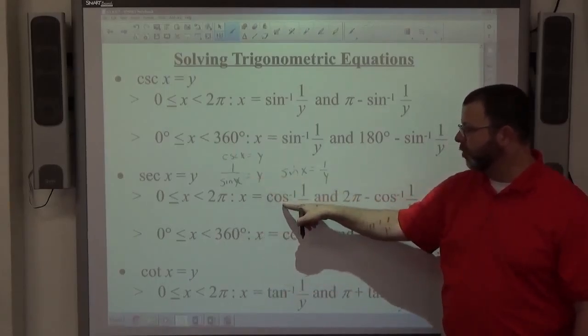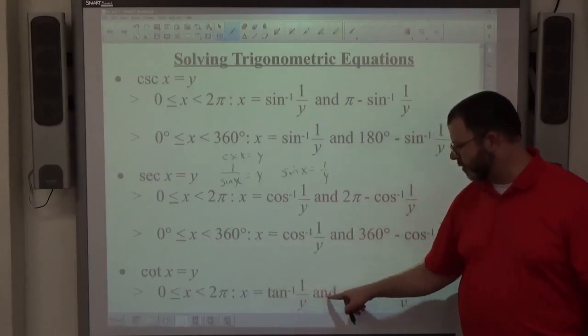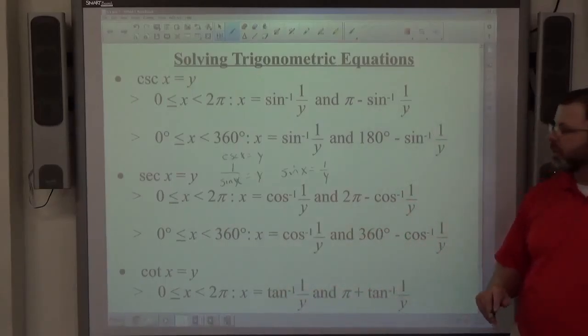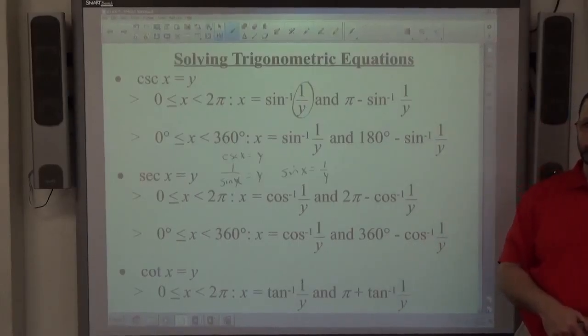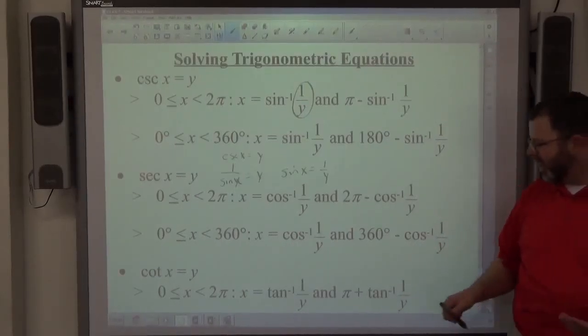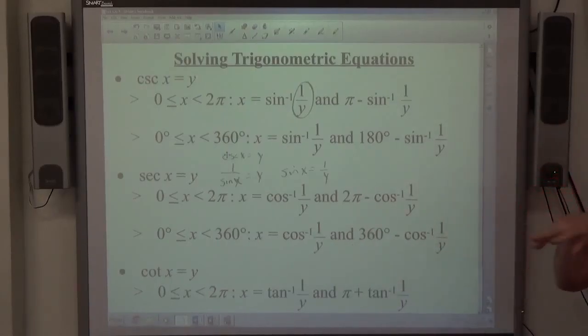For secant, cosine inverse, and 2 pi minus cosine inverse. For cotangent, tangent inverse, and pi plus tangent inverse. Each time though I'm doing the reciprocal of the number on the other side instead of just the number. That's how you handle those. Again, those don't happen very often, and in Chapter 7 they don't happen at all. But this chapter is all about solving trig equations, so if they happen to show up in this chapter, that's how you handle it. If it doesn't make 100% sense to you, just talk to me about it when you get the problems, and I'll try and walk you through an example.